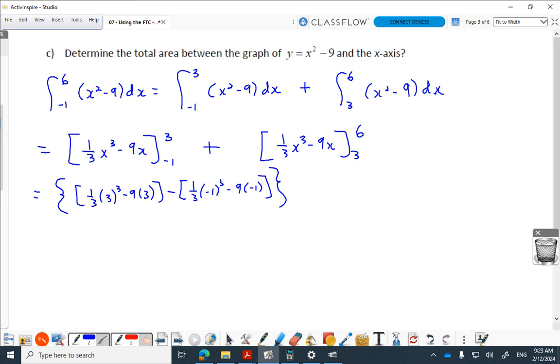Plus this one, and I'm using curly brackets again. You can use curly brackets if you want, or you can use something else, whatever you like to stay organized. And then over here, 1/3 times 6 cubed minus 9 times 6, minus 1/3 times 3 cubed minus 9 times 3.